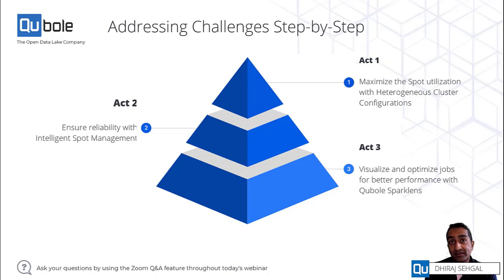So after Act 3, as we have seen, the first one solved their problem of intermittent failures. The second one solved their problem with respect to reliability issues. The third one, which I talked about, the troubleshooting, they started to go back and then visualize and optimize jobs with SparkLens on Apache Spark.